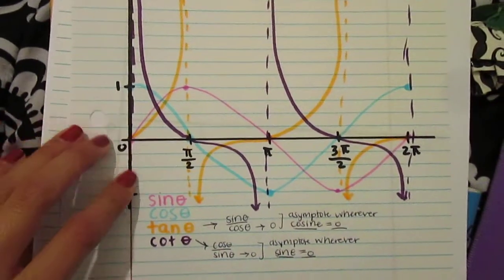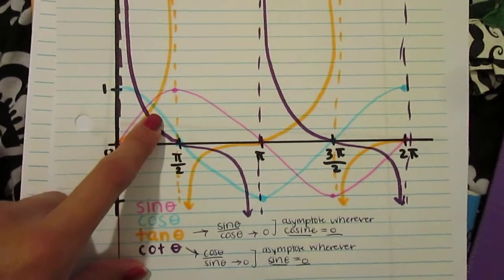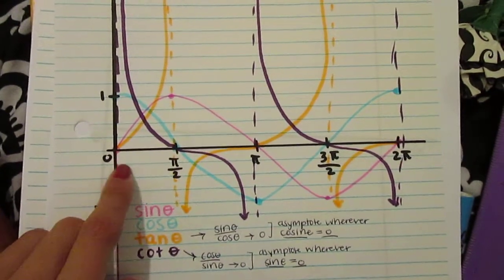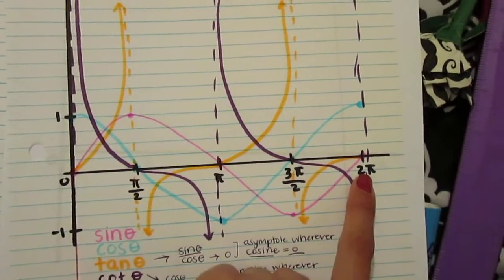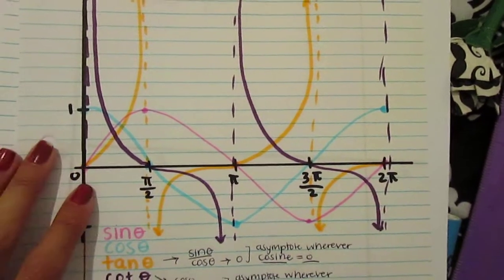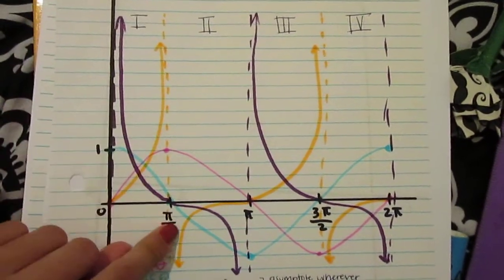And also for cotangent, it depends where sine is 0, which would be at 0 and at 180, and 360 is the same thing as 0. So those asymptotes affect the graph for cotangent.